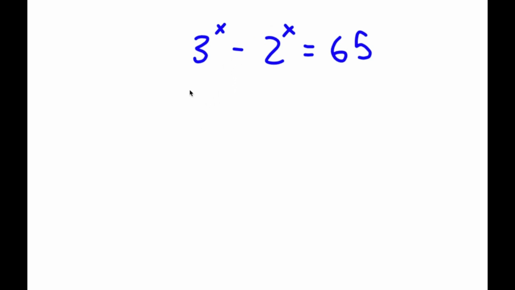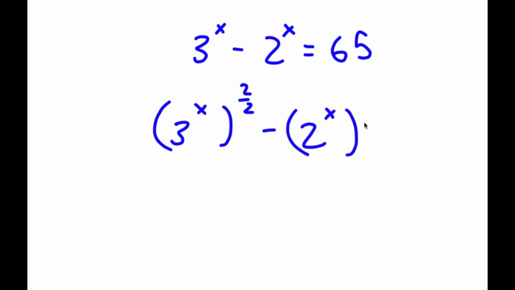So to start, I'm going to take the power of 2 over 2 on both sides. So now I have 3 to the power of x to the power of 2 over 2 minus 2 to the power of x to the power of 2 over 2 is equal to 65. And 2 over 2, that's the same thing as 1, and anything to the power of 1 is itself. So we are still going by the rules of mathematics here.